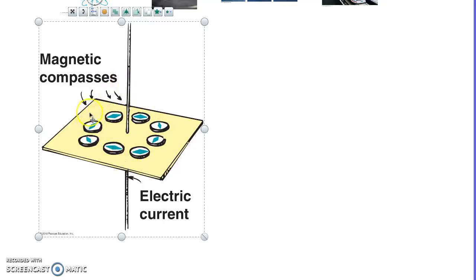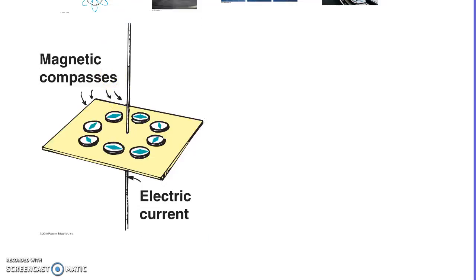If you reverse the direction, they will change direction. Still pointing in a circle, but now the north and south will be at opposite ends, and it will flip this way. So depending on which direction the current is moving, it will induce a magnetic field, and it will flip the poles of that magnetic field if you switch the direction of the current. And so we see that electricity and magnetism are definitely related.